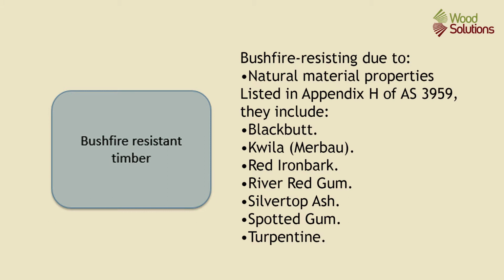Natural bushfire resisting timber species are listed in Appendix H of the standard. They include blackbutt, quila or murbough, red ironbark, river red gum, spotted ash, spotted gum and turpentine. These species had low heat release when tested for burning.